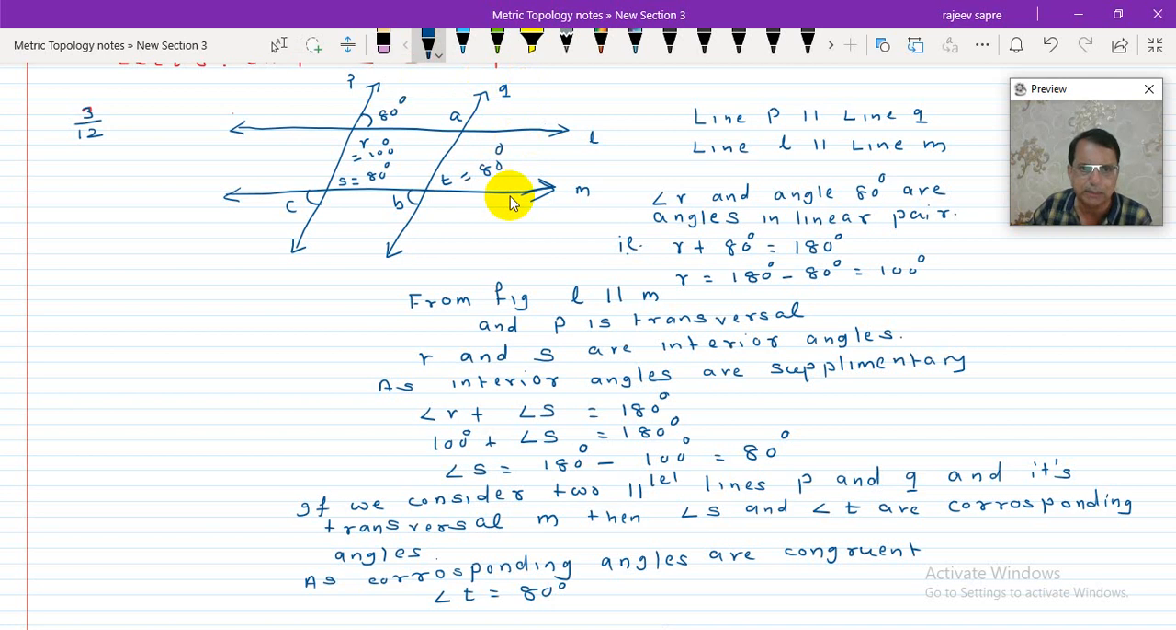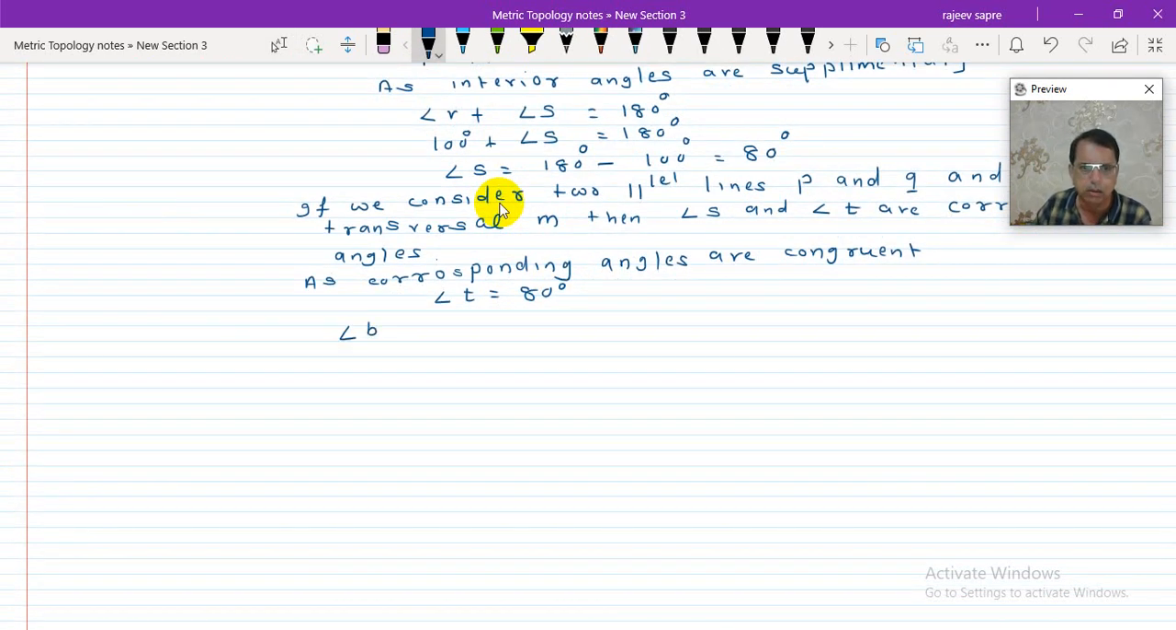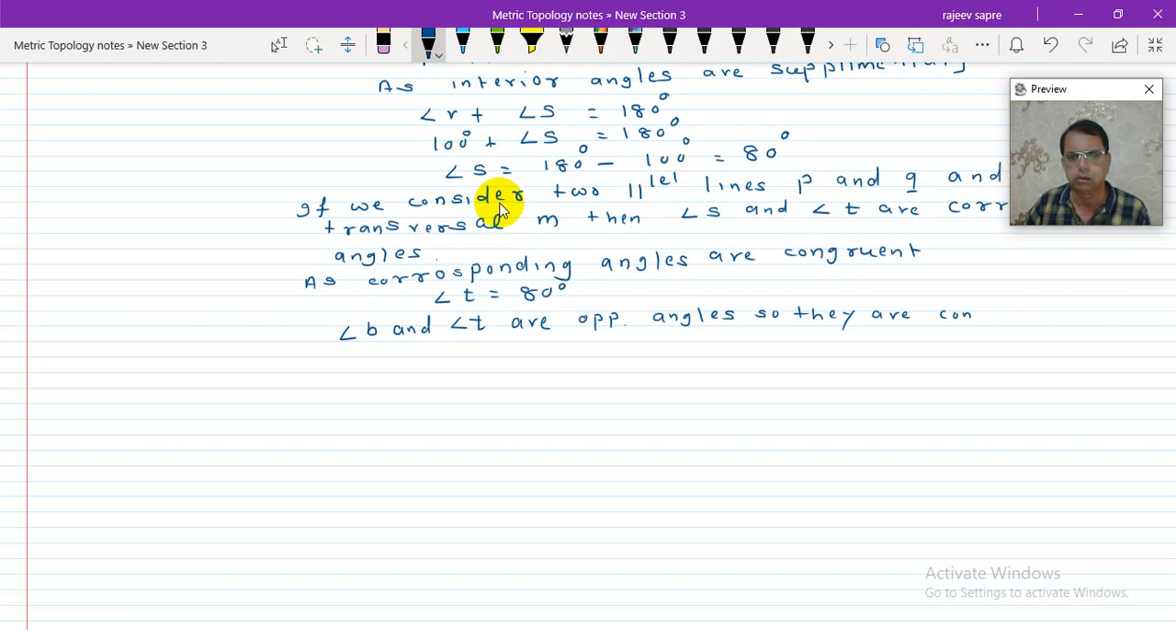Now B is its opposite angle and you know opposite angles are congruent. So angle T and angle B being opposite angles, they are congruent, right? So I will say angle B and angle T are opposite angles, so they are congruent. So we now get angle B as 80 degrees.